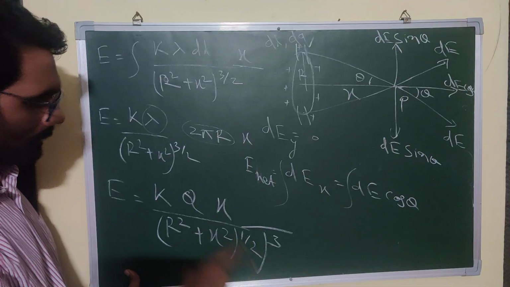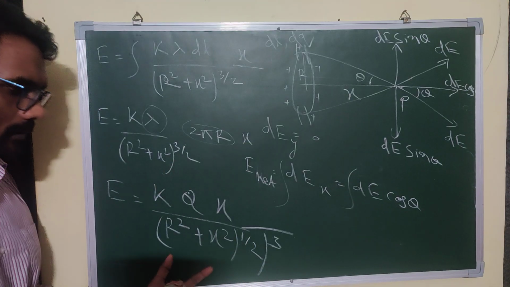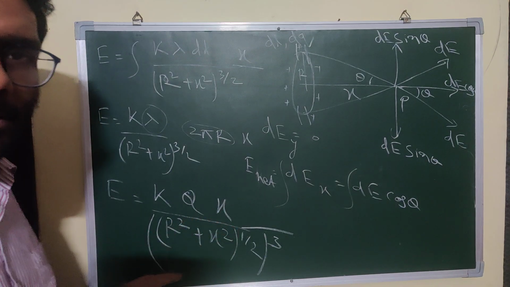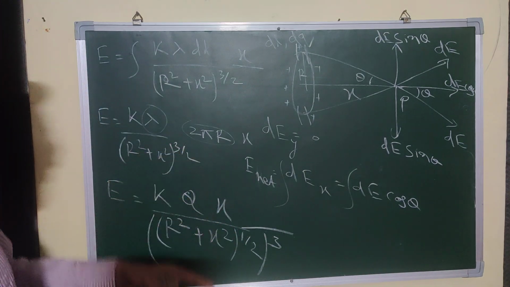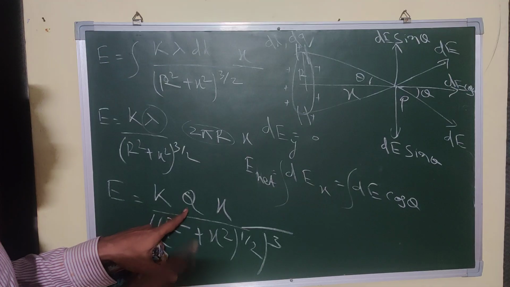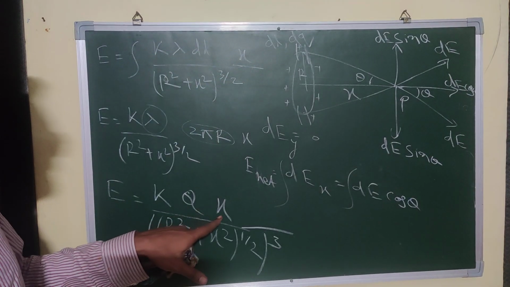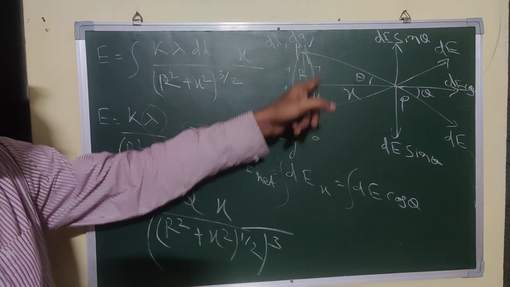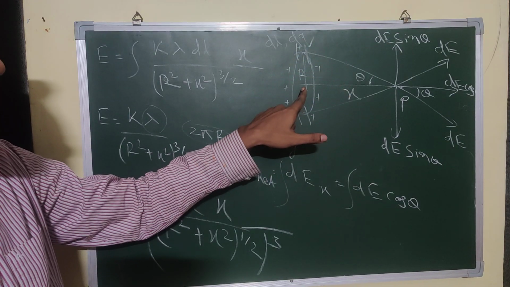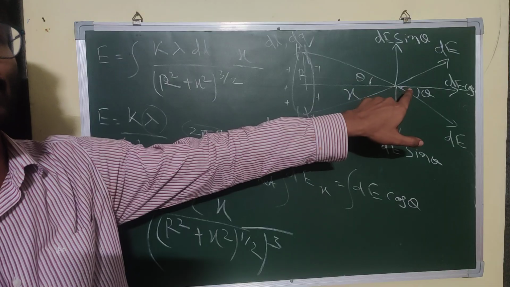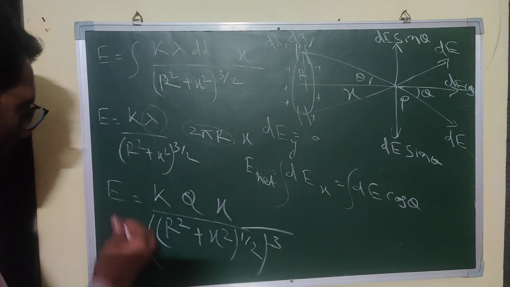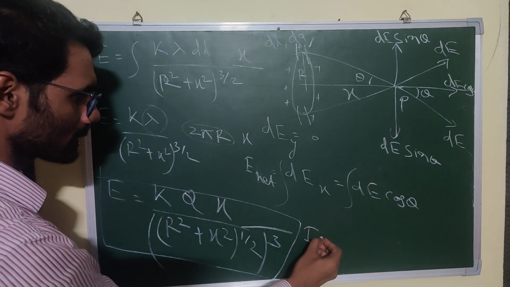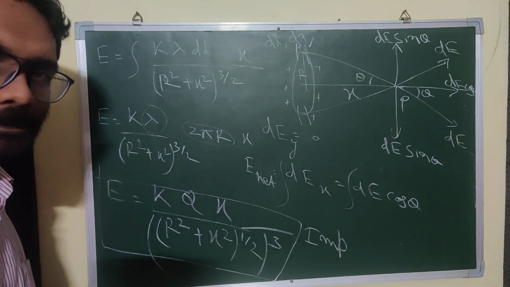Same thing, 3 by 2, same thing. I made a new format, but same thing. K capital Q, this is the total charge, this is x. What is x? From the center of the charged loop to the point where we want to find out electric field. So this is very important. You can remember this. This format is very important. You remember the format.